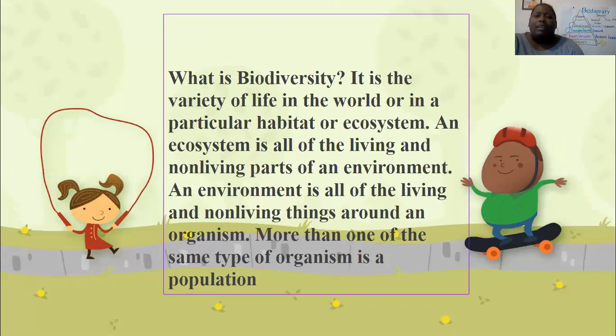So, what is biodiversity? It is the variety of life in the world or in a particular habitat or ecosystem. An ecosystem is all of the living and non-living parts of an environment. An environment is all of the living and non-living things around an organism. More than one of the same type of organism is a population.